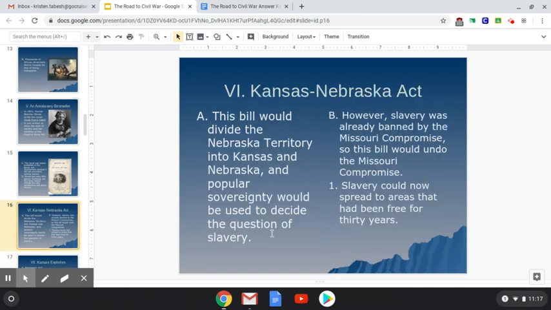So the Kansas-Nebraska Act, this bill would divide the Nebraska territory into Kansas and Nebraska, so dividing it into two, and popular sovereignty would be used to decide the question of slavery. So again, looking at the majority and having that decision be based on the people. However, slavery was already banned by the Missouri Compromise, so this bill would undo the Missouri Compromise. So this is going against the bill that was previously passed. Slavery could now spread to areas that had been free for 30 years.